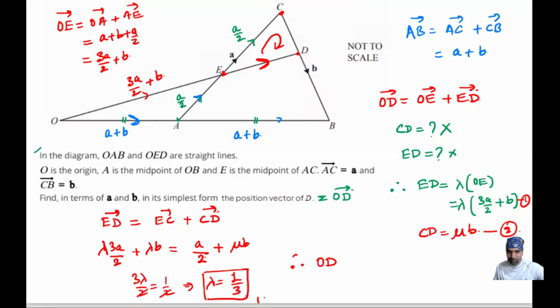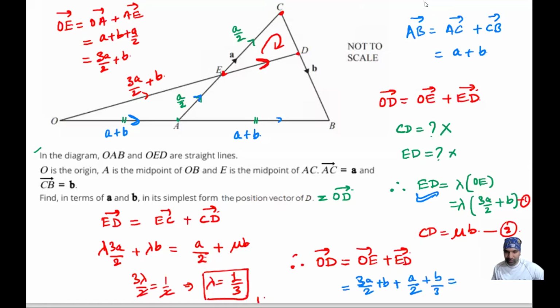Once I got the value of lambda, I know ED. So the final answer: the OD vector is equal to OE vector plus ED vector. OE is 3A over 2 plus B, plus 1/3, since the lambda value is 1/3, of OE. 1/3 of 3A by 2 will be A by 2 plus B over 3. If I add this up, I'll get 2A, and B plus B over 3 is 4B over 3. So it becomes so simple when we use the concept of parallel vectors.